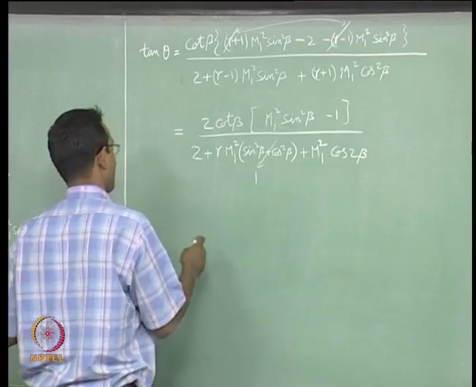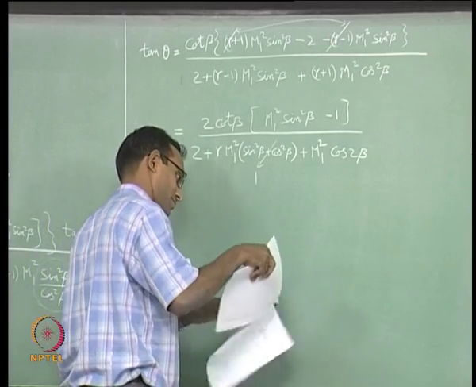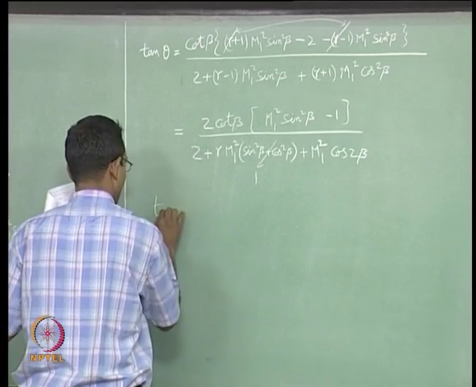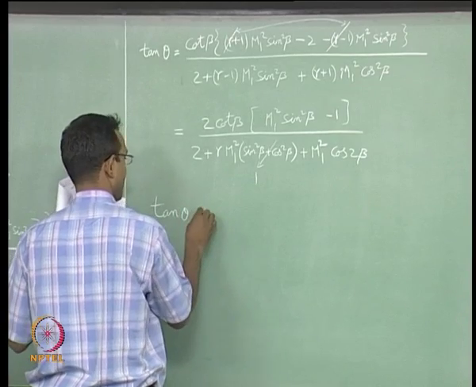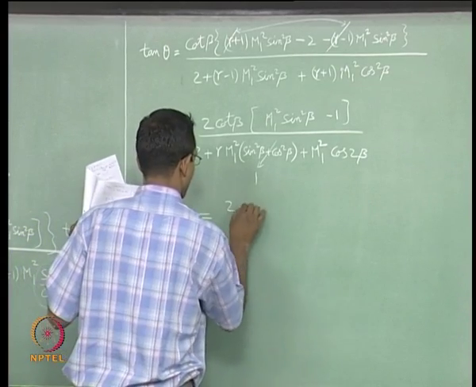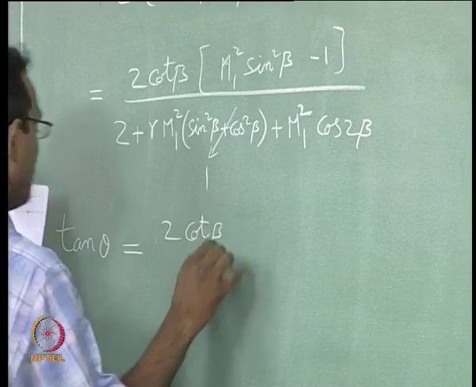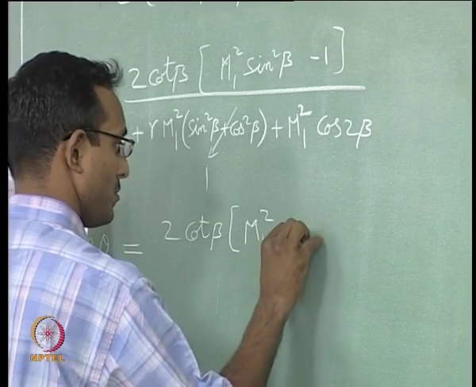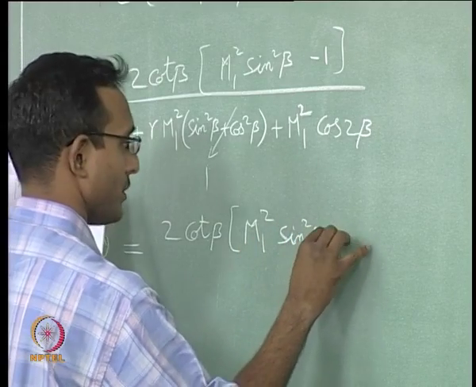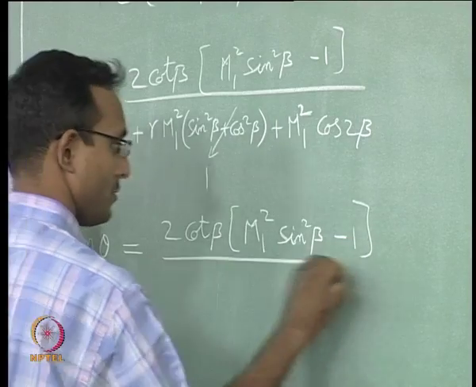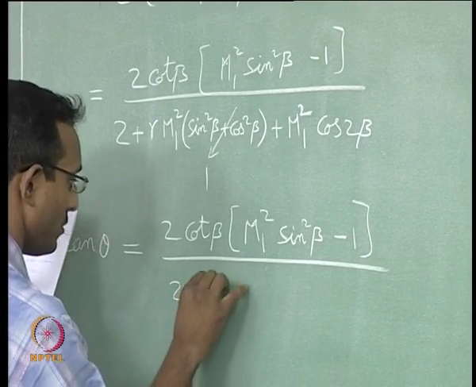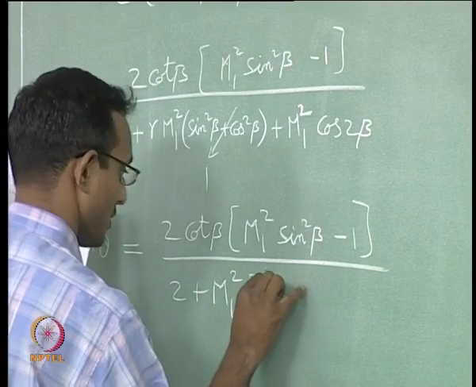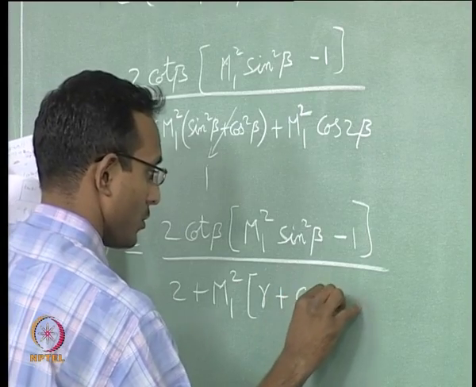So, I have my final expression. This is the final form, cannot simplify it any further. So, I will have tan theta equal to 2 cot beta multiplied by m1 square sin square beta minus 1 divided by 2 plus m1 square times gamma plus cos 2 beta.